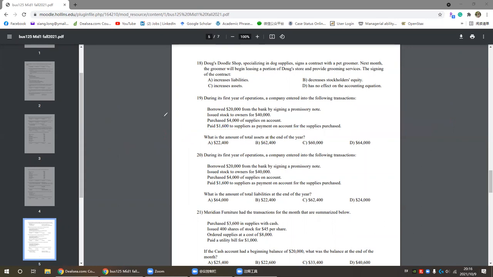The next one is pretty much the same thing. What will be the total liability at the end of the year? We need to think about what will be the liability. The first transaction, we borrow from our bank, so of course our notes payable increased by 20,000.